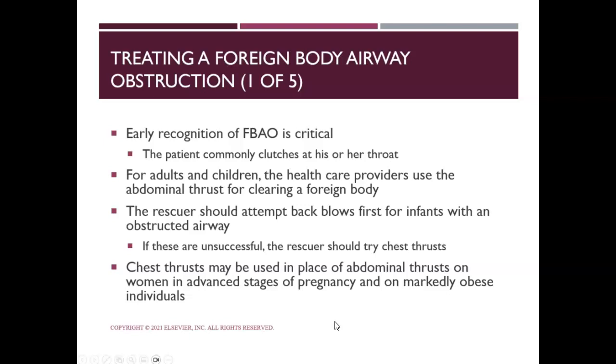If it is an infant, you're going to first attempt to clear the obstruction by doing back blows on the infant. You're going to do 5 back blows. If you can't get it out, then you're going to flip the baby over and do 5 chest thrusts to try to clear the obstruction.